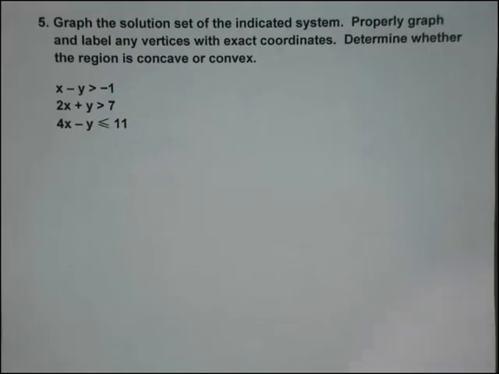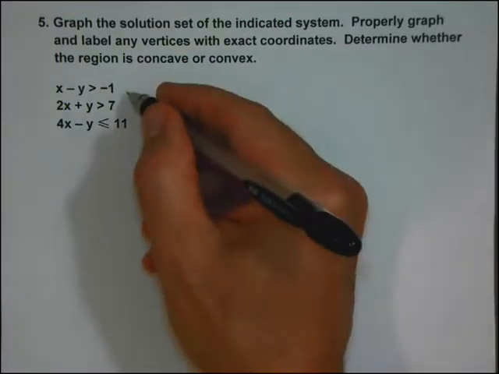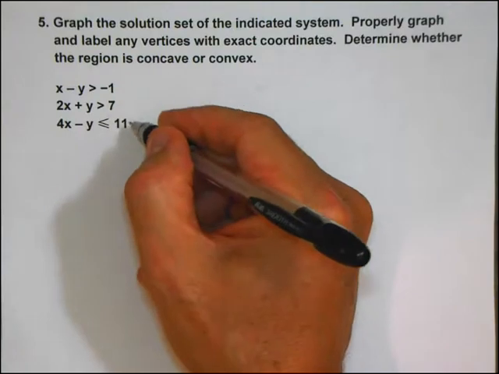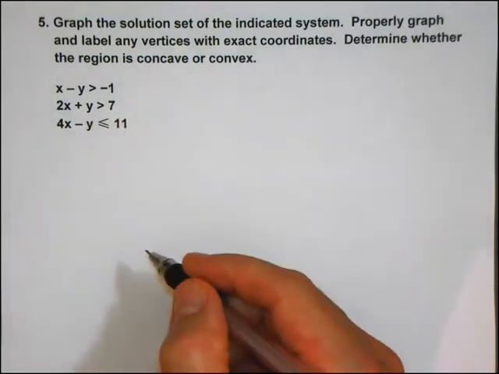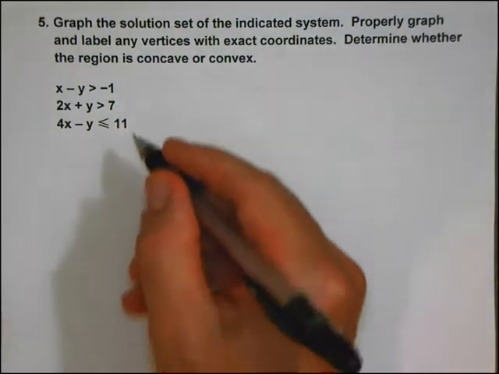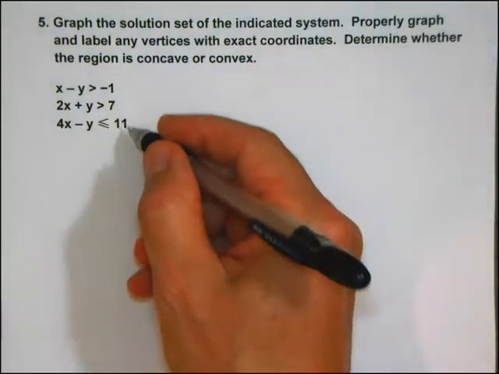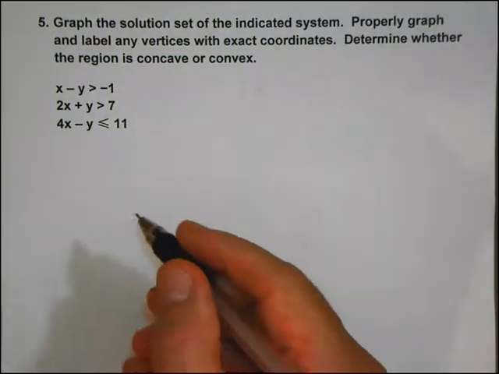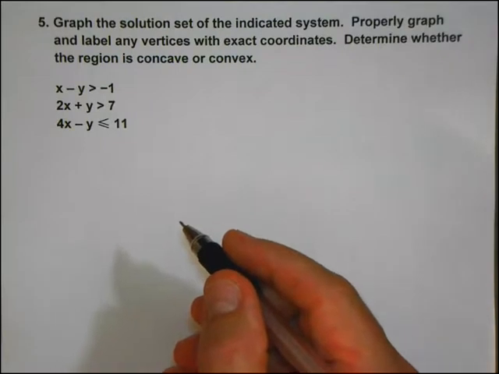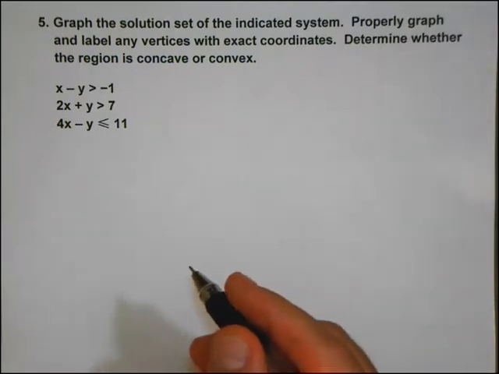Exercise 5. Graph the solution set of the indicated system. Properly graph and label any vertices with exact coordinates. Determine whether the region is concave or convex. Okay, looking over this system, it has linear, linear, linear. Okay, all linear inequalities. Alright, so this means we're looking at an intersection of 3 half planes in this case. We're expecting a region that should be convex and have linear boundaries when we're through.